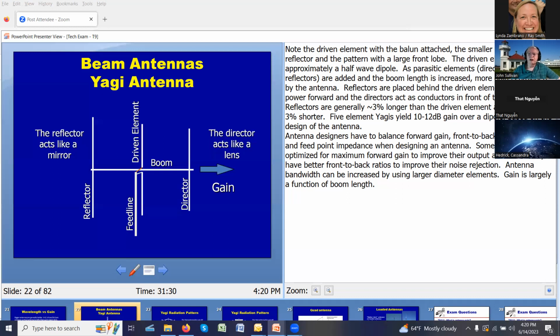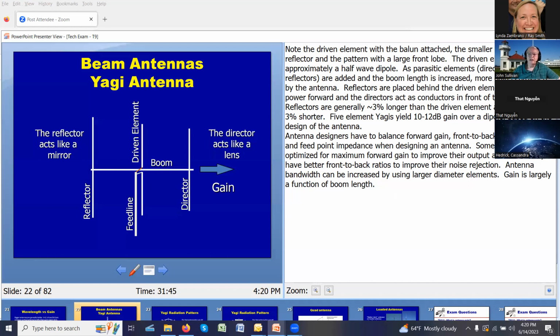An example is a 5 element. This would be a 3 element Yagi. A 5 element Yagi would have a 10 to 12 dB gain over a dipole. In other words, more than 10 times the energy in one direction, but at the expense of the other directions.